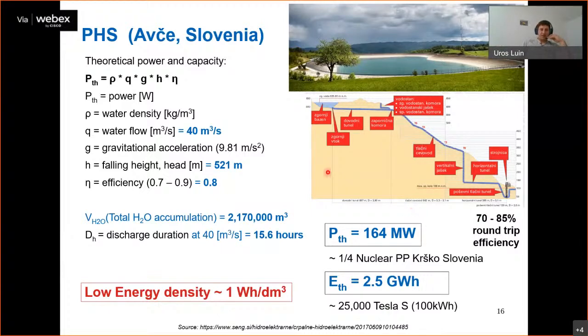To give you a flavor of how big this pumped storage plant is, it's about 1/4 of our nuclear power plant. Or putting this into numbers, the maximum power that this pumped hydro storage plant can provide is 160 megawatts, and the energy that it can deliver is equal to fully charging up 25,000 electric vehicles, like a Tesla S with a big battery. So quite a good energy storage.